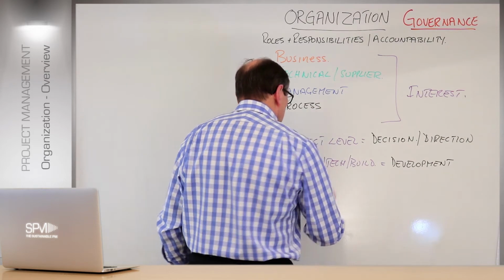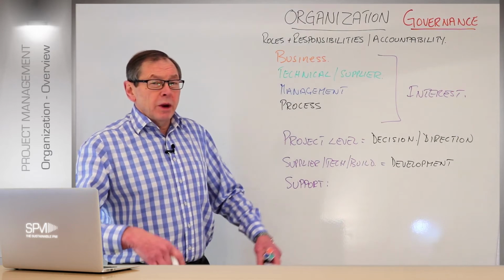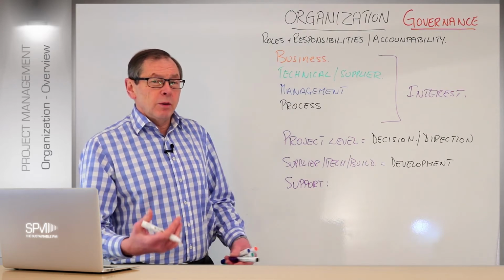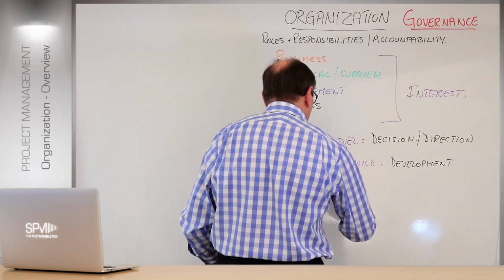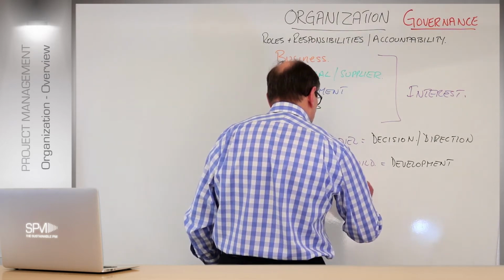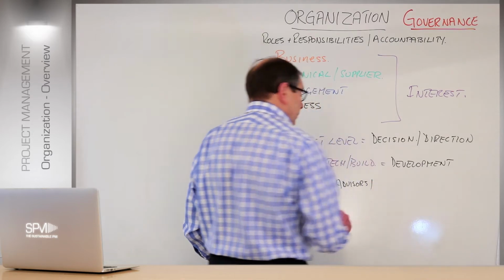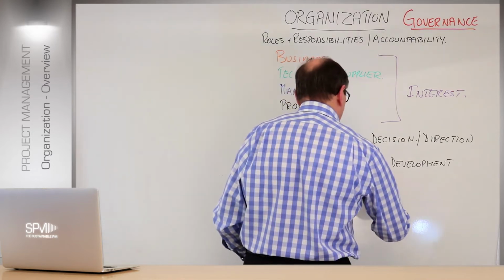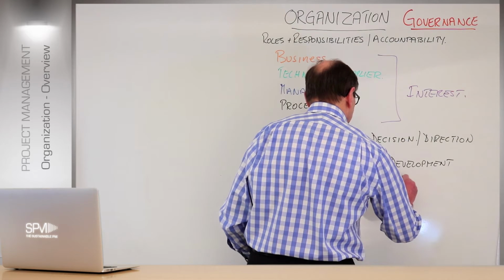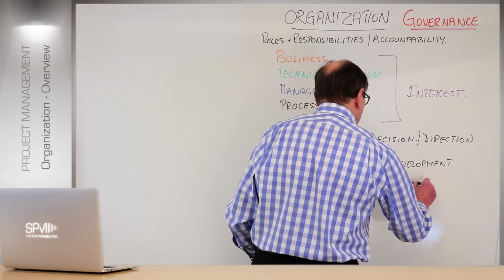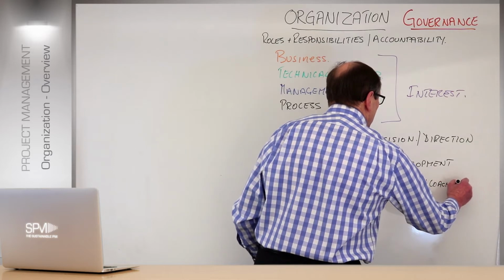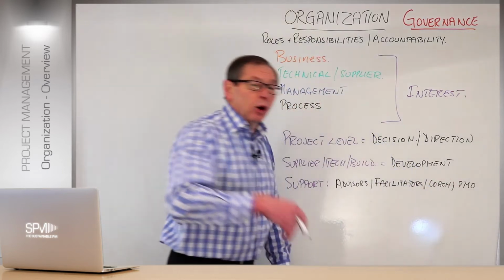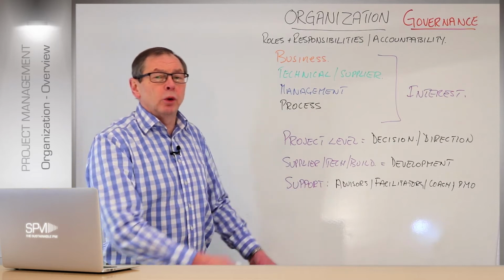Support level, this is where we have people who are not involved directly within the project, or full-time in the project. We had advisors, for instance. We can have people like workshop facilitators. So we have put in facilitators, coaches, PMOs, back office, whatever it happens to be, HR, anything that's supporting that.